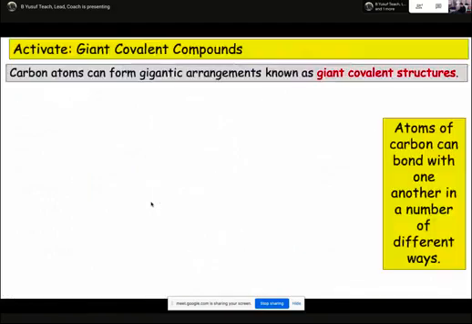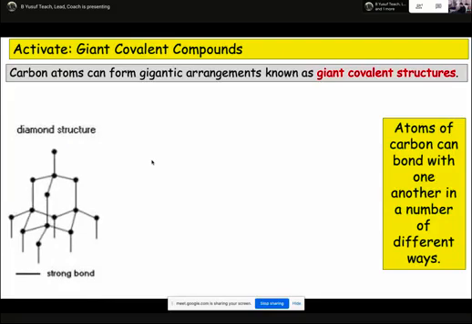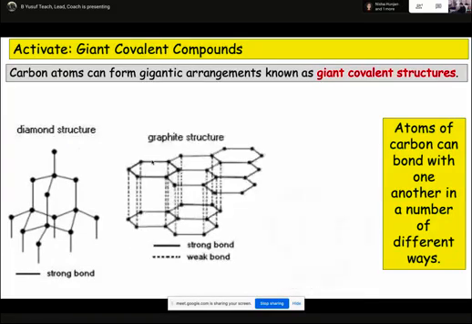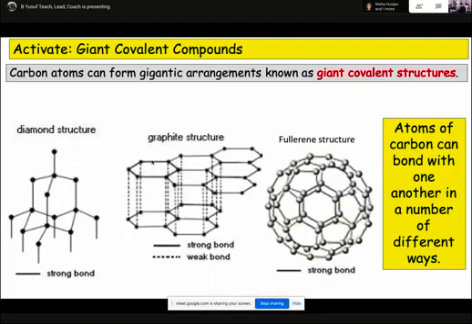Now, there's a lot of information on this page, and what I'd like you to do is go through it again in your own time, just to recap it. But I'm going to just highlight a few key things. Now, carbon atoms can be arranged in lots of different ways in structures that we know as giant covalent structures. And here are some examples. For example, you've got diamond structure, you've got graphite, you've also got a fullerene structure, also nicknamed buckyballs.